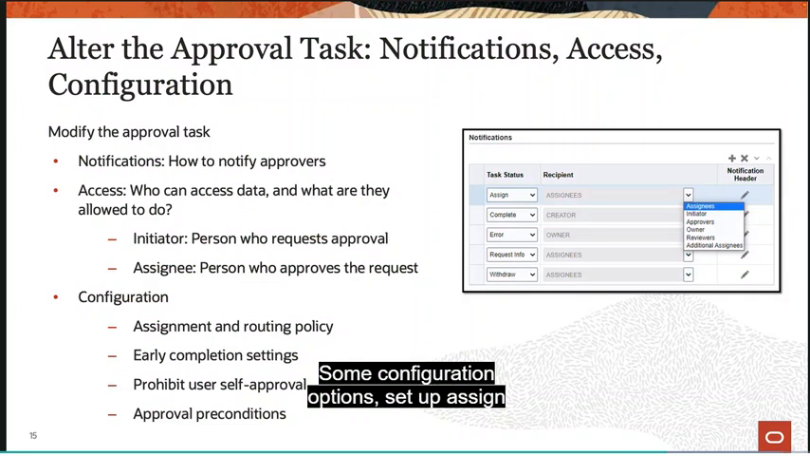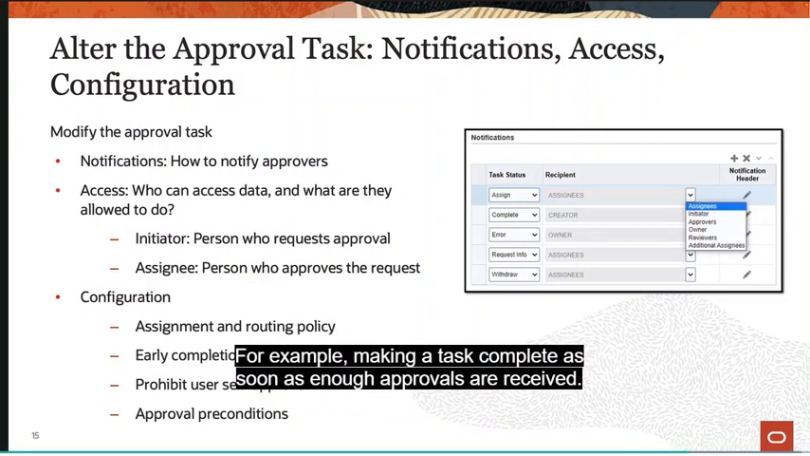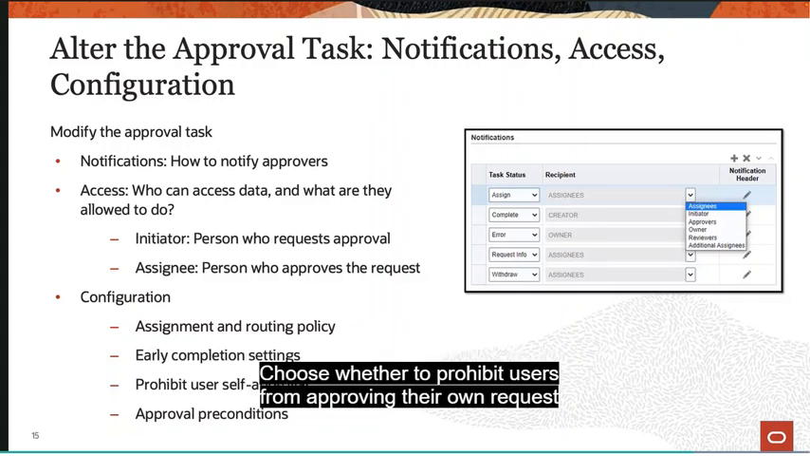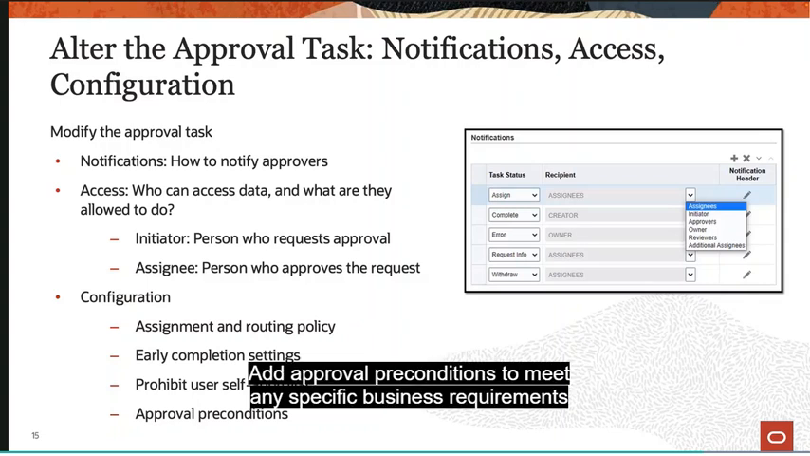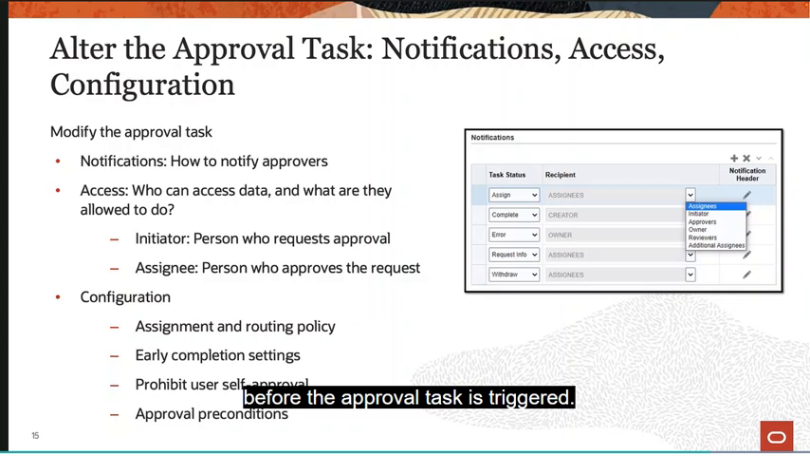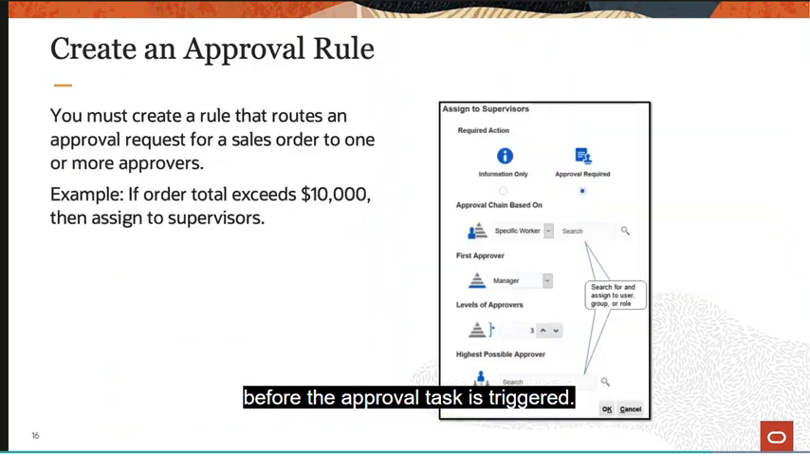Some configuration options. Set up assignment and routing policies to control how approval requests get assigned and routed. Adjust early completion settings, for example, making a task complete as soon as enough approvals are received. Choose whether to prohibit users from approving their own request, to avoid self-approval. Add approval preconditions to meet any specific business requirements before the approval task is triggered.